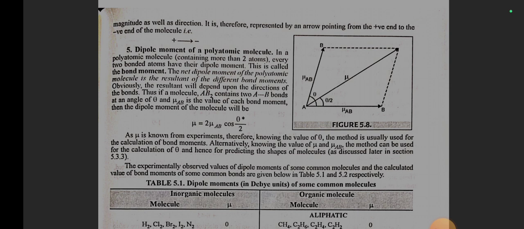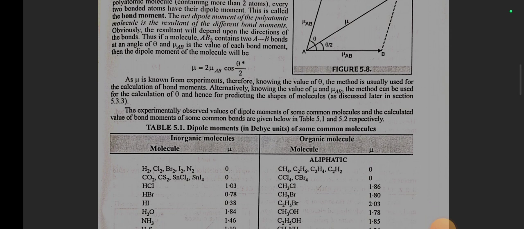Thus, if a molecule AB2 contains two AB bonds at an angle of theta, and mu AB is the value of each bond moment, then the dipole moment of the molecule will be mu = 2 mu AB cos(theta/2). As mu is known from experiments, therefore, knowing the value of theta, the method is usually used for the calculation of bond moments.